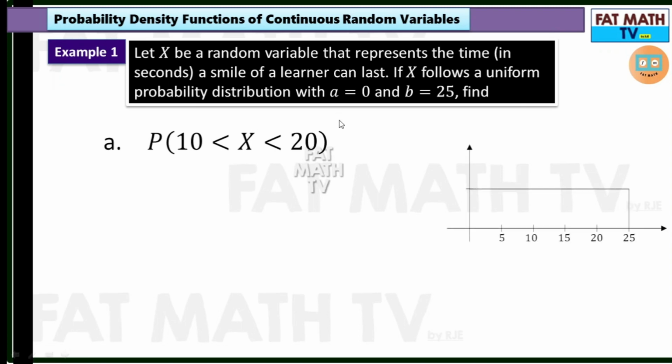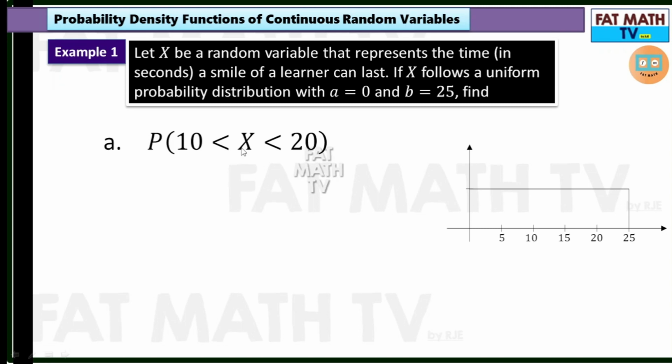So a uniform distribution has an equation f of x equals c, where c is the height of this rectangle. And the width or the base of this rectangle is b minus a. Our b here is the highest value, which is 25, and the lowest value of x is 0. That is our a. So 0 to 25, meaning the smiles of the learners surveyed can last from 0 up to 25 seconds.